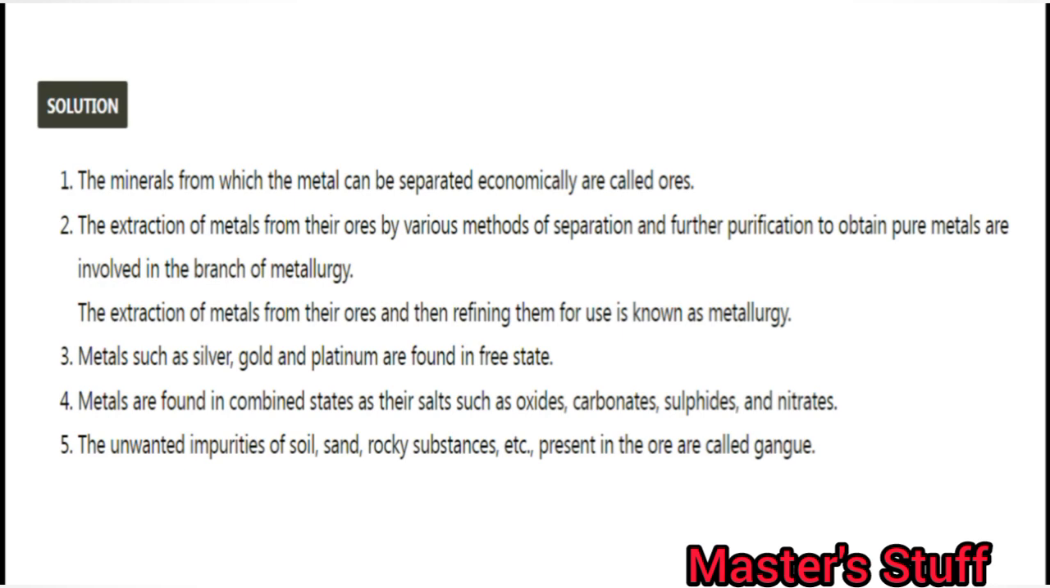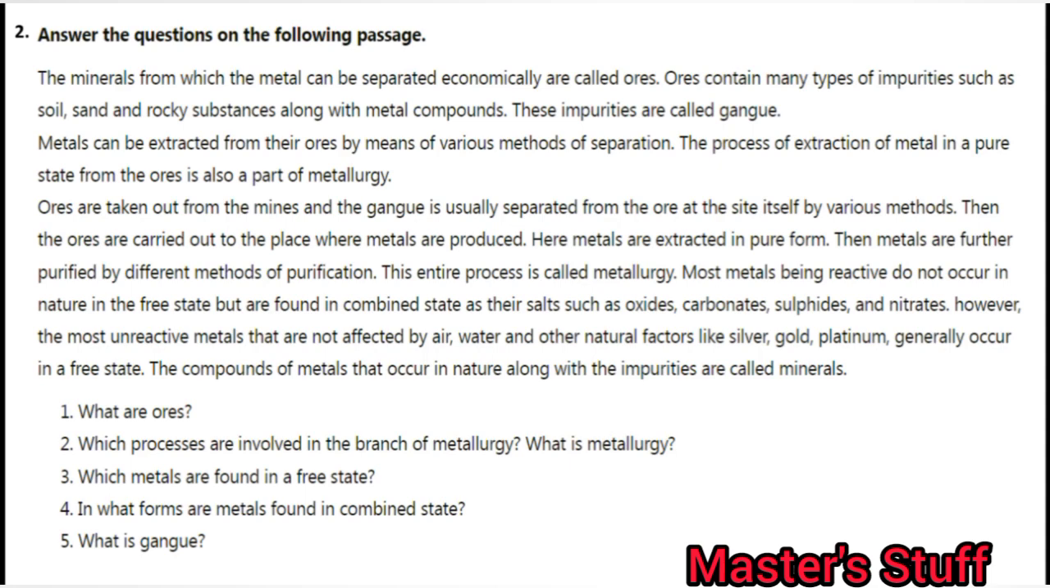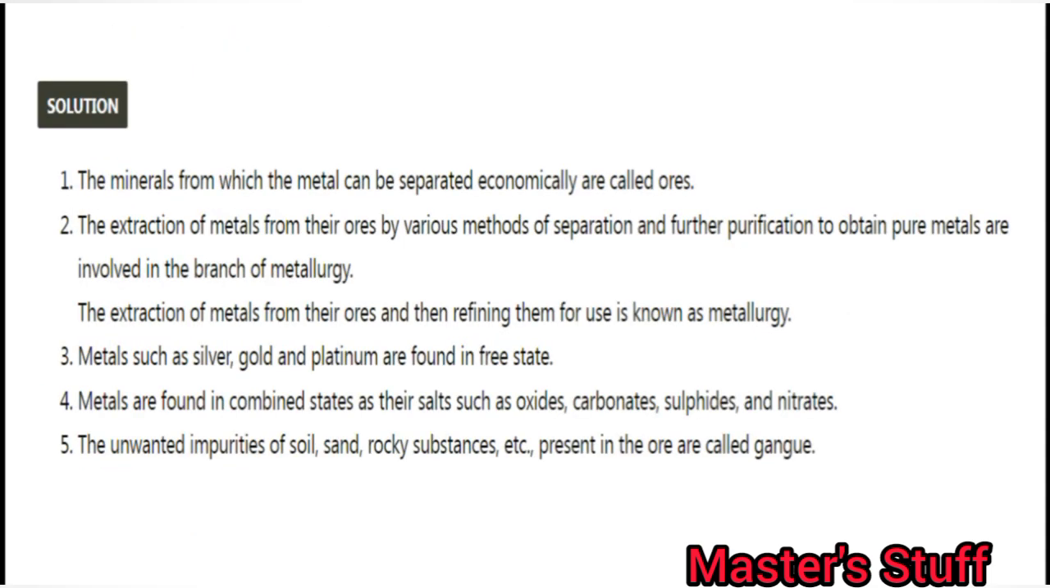Metals such as silver, gold and platinum are found in the free state. Third question, which metals are found in a free state? Metals such as silver, gold and platinum are found in a free state. They do not react with any solution.